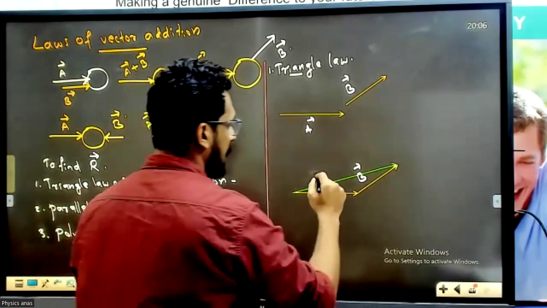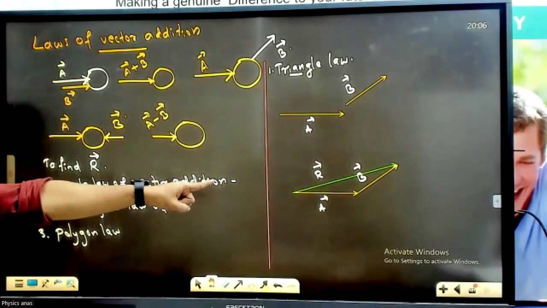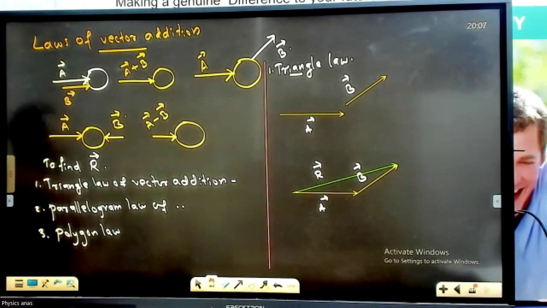Now this vector is representing the resultant of A and B. What is the physical meaning of this? That may be confusing if you are studying this.